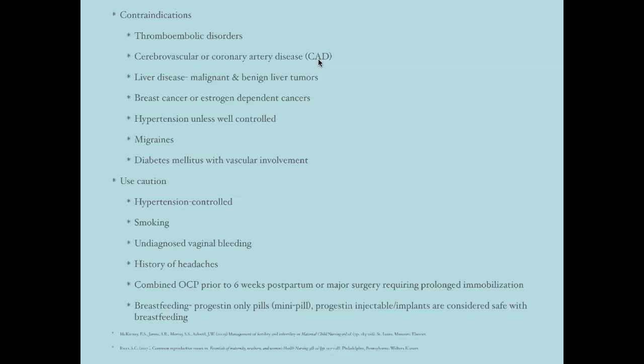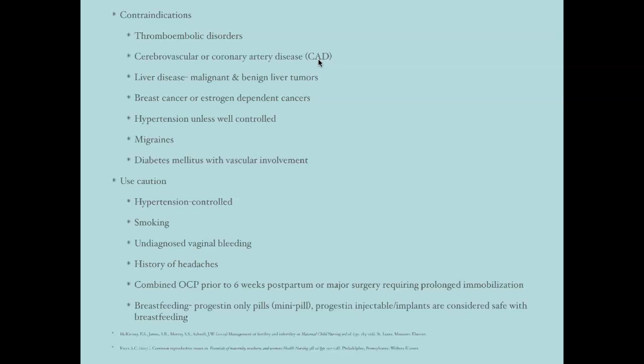I've had many women on birth control pills that have hypertension, but it's well controlled. Migraines, and that may be a little questionable. Your literature is going to say migraines, particularly if they have an aura, although I've seen some women who actually had migraines improve when their menstrual cycles more stabilized. So you still got to keep that in mind. Diabetes mellitus if there's vascular involvement.